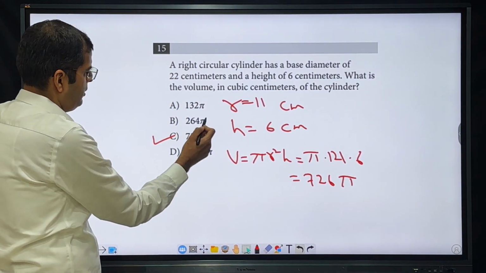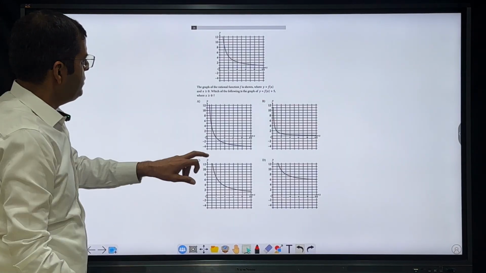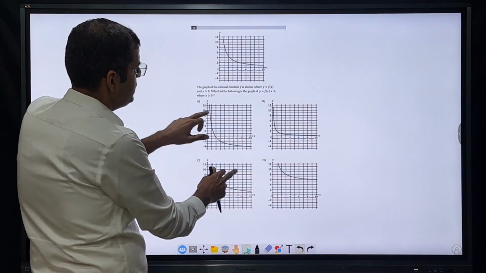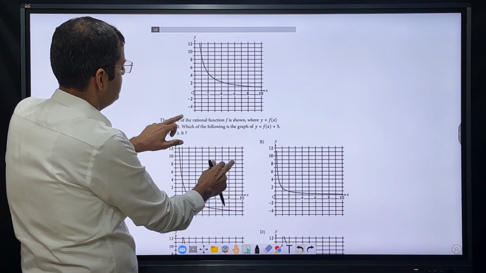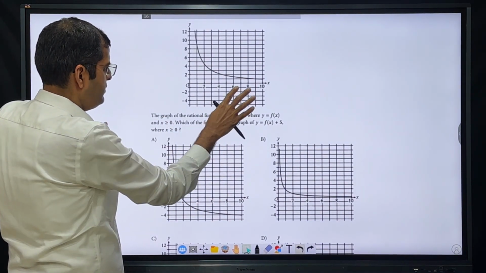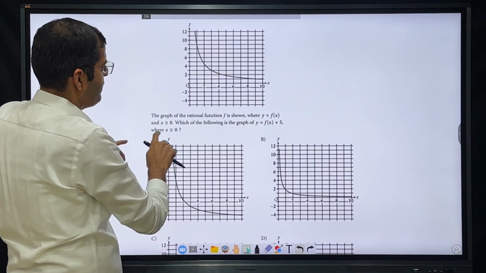726 pi, which is answer option C. That's the correct answer here. Now this question says the graph of rational function f is shown. Let me expand this graph like this. It is shown where y equal to f of x and x is greater than 0. Which of the following represents the graph of y equal to f of x plus 5?